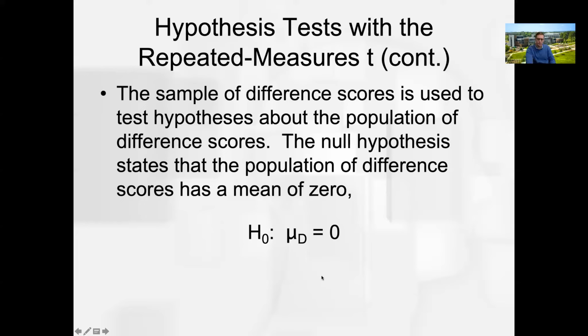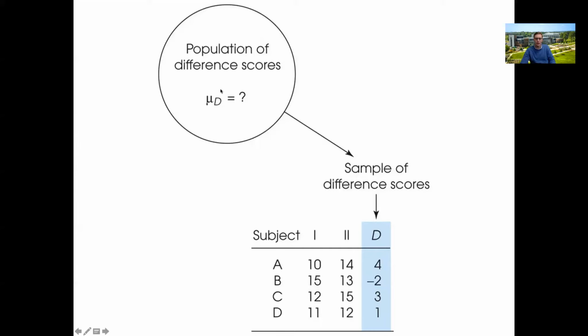So again, we have a population of difference scores with an unknown mean. We sample 4 participants. We get their scores at time 1, we get their scores at time 2, and now we just calculate that difference score, right? So it's going to be time 2 minus time 1, so you get 4 for subject A, -2 for subject B, 3 for C, 1 for D. Okay? And so these difference scores are what we're going to be doing all of our calculations on, right? And so anytime you've got a repeated measures test, you first need to get that D for every individual subject.